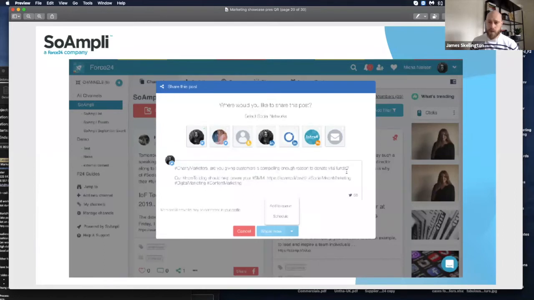And one of the nice things about this as well is that you can have an unlimited number of accounts or social medias attached to a single profile. So for me as an individual, I can have my Twitter, LinkedIn, Facebook, and Instagram, but also I can have the brand profiles in there as well to make it easier for me to manage multiple profiles at once.